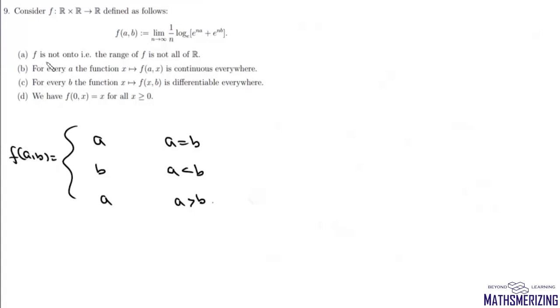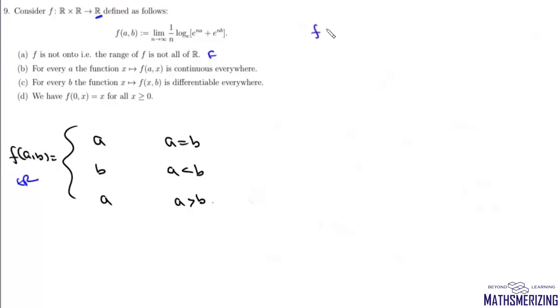Now we'll take this first one. It says f is not onto, that is, the range of f is not all of R. Now f(a,b) is equal to a when a is greater than b, b when a is less than b, and a when a is equal to b. So that means it takes all the values for a and b. So the range of this function is actually all real numbers. The range of f is R, and its codomain is also R. So f is actually onto, and 'f is not onto' is incorrect. So this is false.